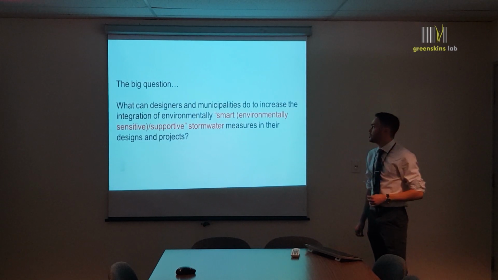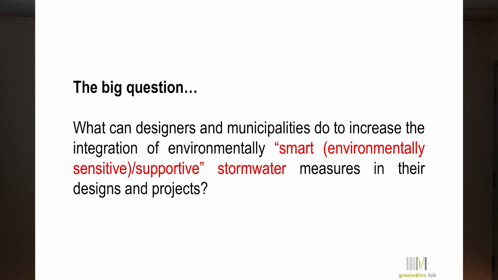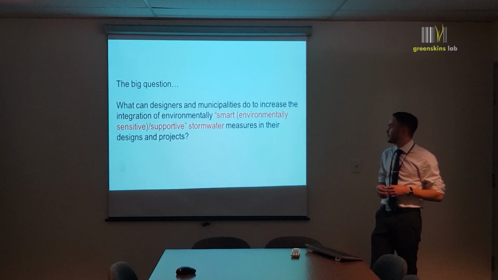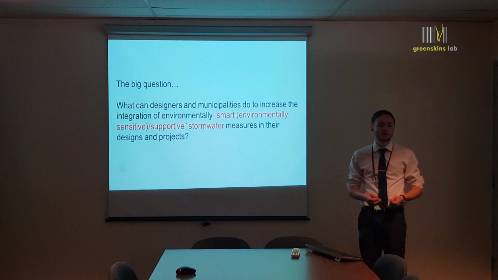So the big question that we are looking at in the Greenskins Lab is what can we as designers and the municipality do, and clientele and the public, right? What do we need to do to achieve something that might be better currently or in the future? And so what we're looking at is supportive stormwater measures, and in this case, an application that we've begun to design trying to address some of these issues.